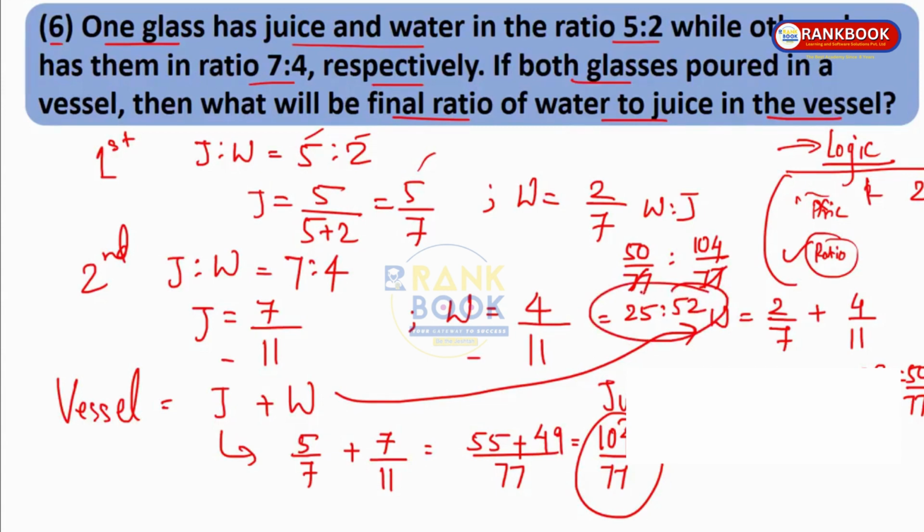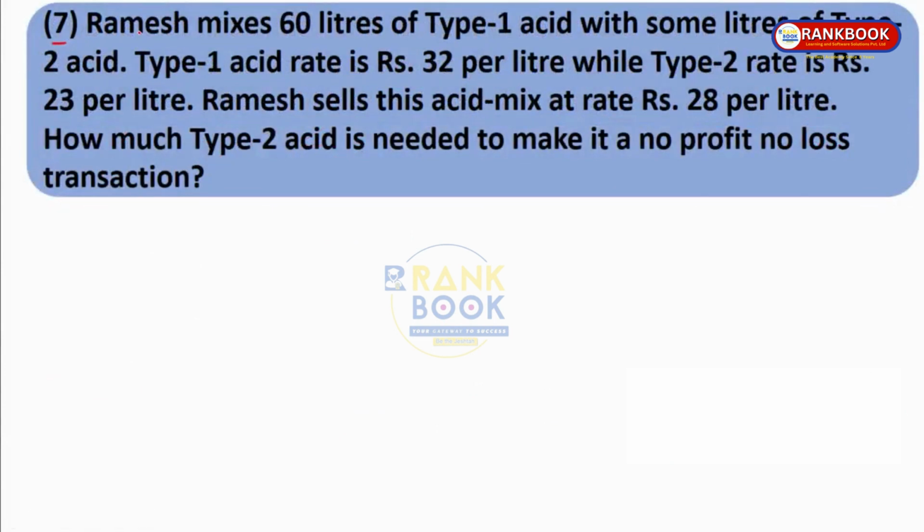Moving to the next question. Question number 7. Ramesh mixes 60 liters of type 1 acid with some liters of type 2 acid. Type 1 acid rate is rupees 32 per liter. Type 2 acid rate is rupees 23 per liter. Ramesh sells this acid mix at a rate of rupees 28 per liter. How much type 2 acid is needed to make it a no profit, no loss transaction?